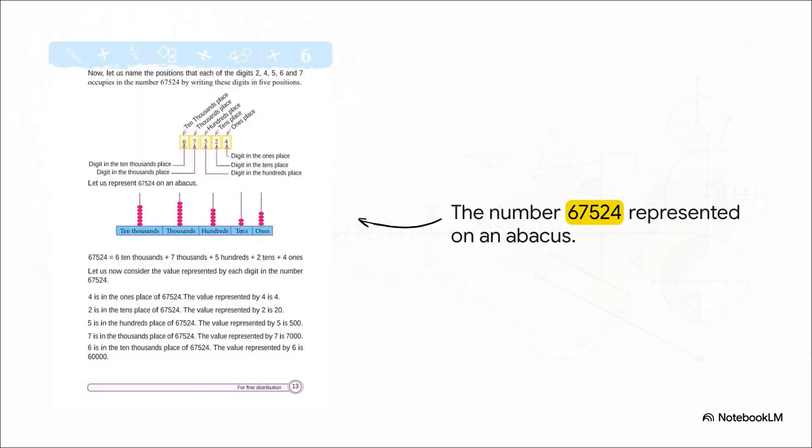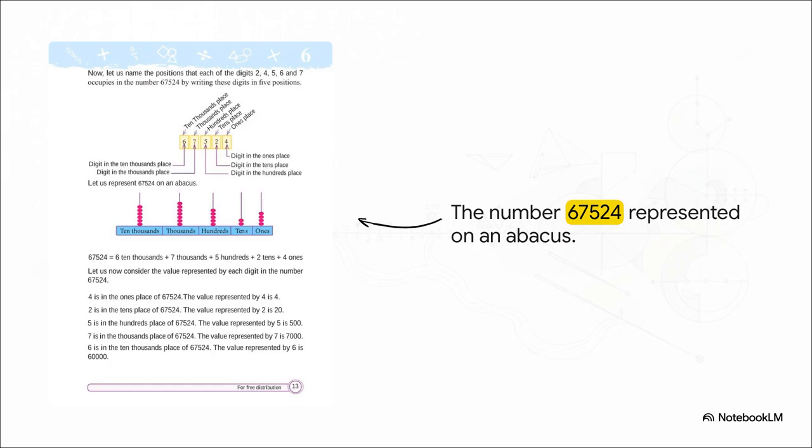Let's break down a larger example, like 67,524. Starting from the right, the 4 is in the ones place, representing a value of 4. The 2 is in the tens place, representing 20. The 5 is in the hundreds place, giving us 500. Moving further left, the 7 sits in the thousands place, representing 7,000. And finally, all the way on the far left, the 6 is in the 10,000s place, representing a massive 60,000.